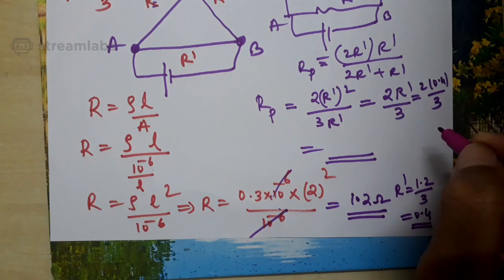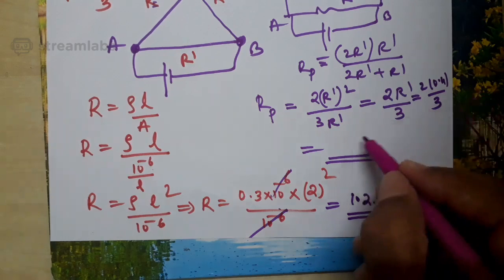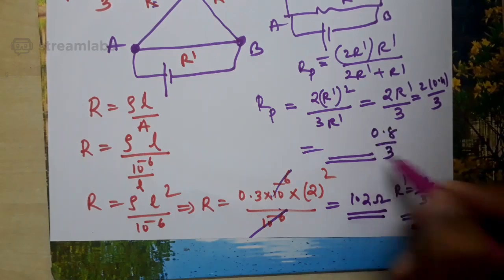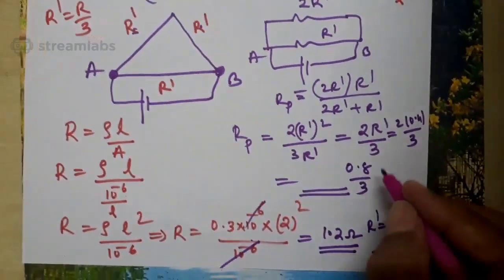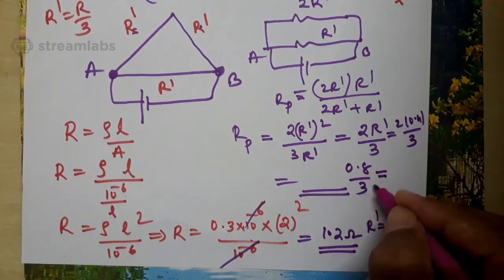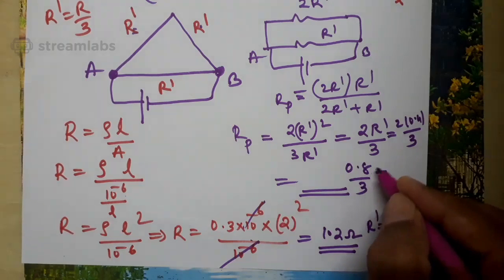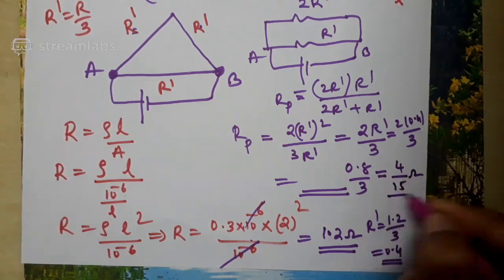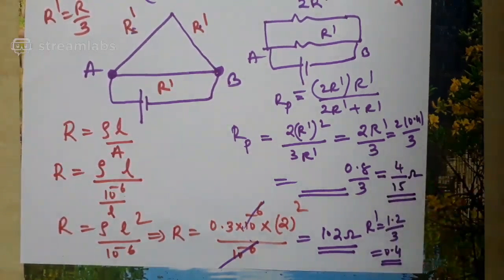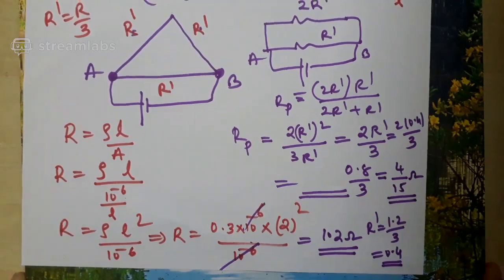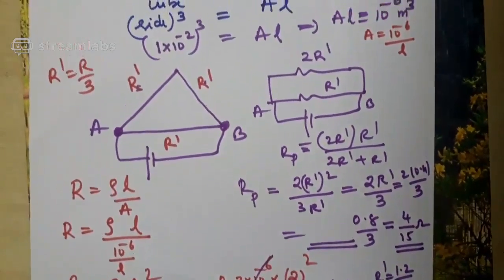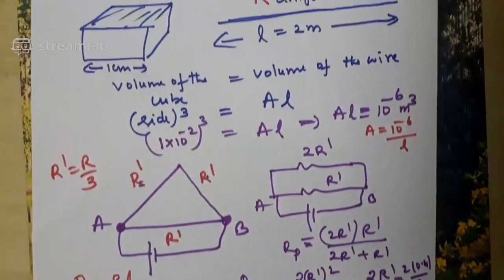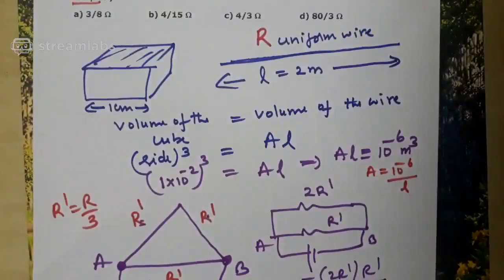So what is the answer you get? 0.8 by 3, correct? 0.8 by 3 is nothing but, if you multiply by 5, if I am not wrong, 4 by 15 ohm. Check the answer. Followed? Copy this solution as it is.